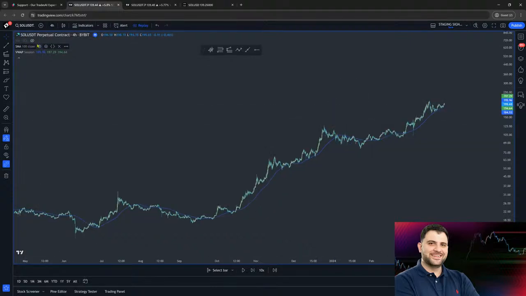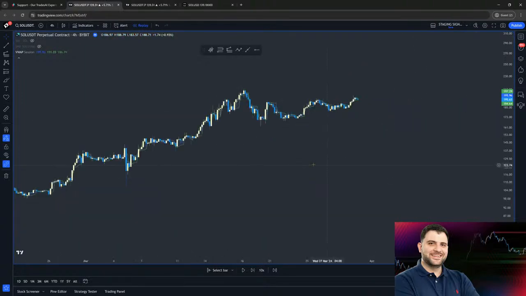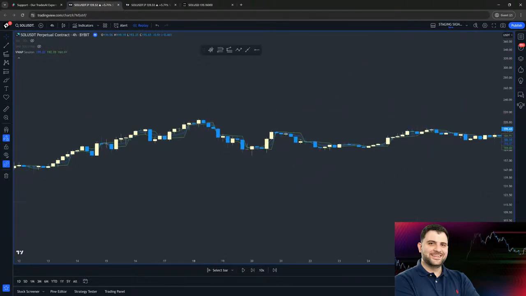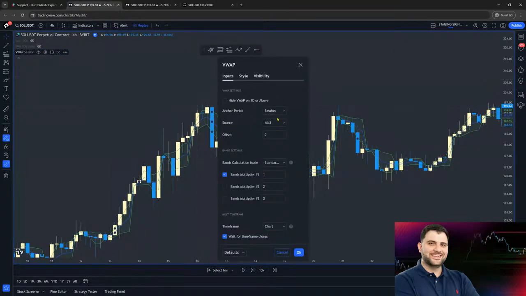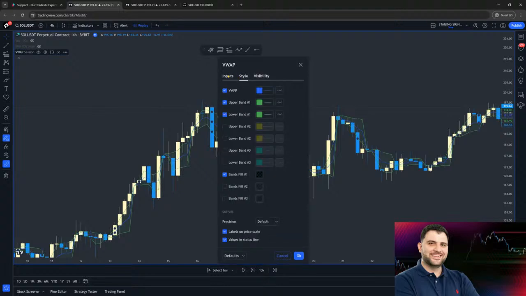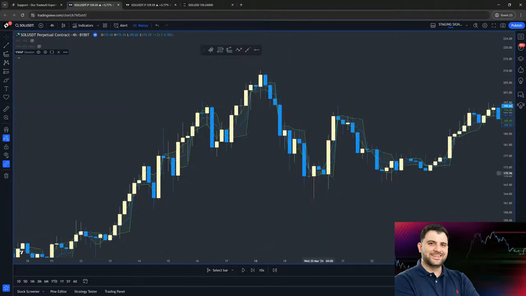And let's disable the moving average. And this is the VWAP. Let's zoom in. The green one is the VWAP. The VWAP, again, you can change the settings. And you can change the details from here. You can change the source. You can change a bunch of things as well. But basically, it's including volume in the calculation.